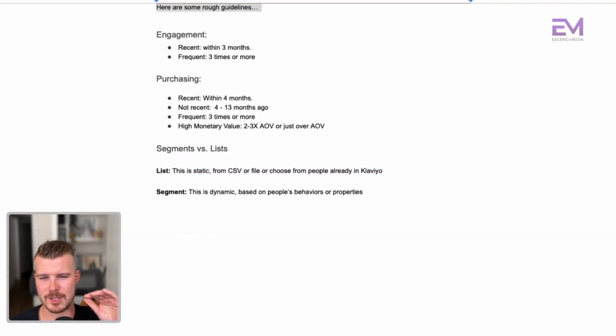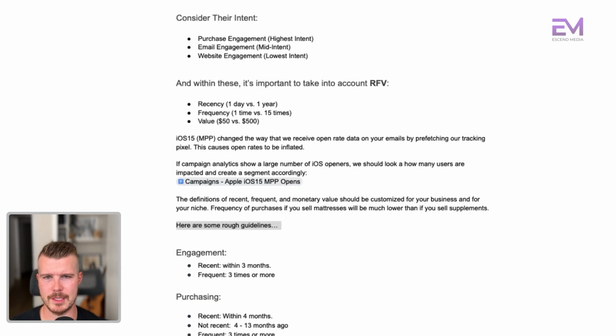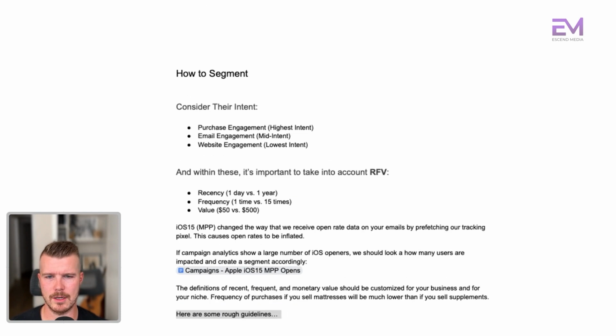So again, just to reiterate here, the difference between segments and lists. Lists are static and they're from CSV files or from people who are already in Klaviyo. Segments are dynamic and based off of people's behaviors or properties. And effectively, all of these things are how we can go about building out segments.